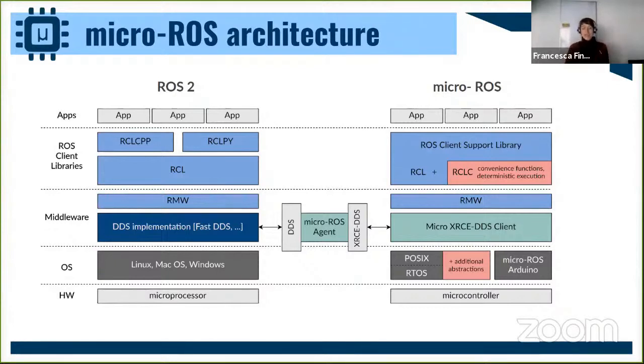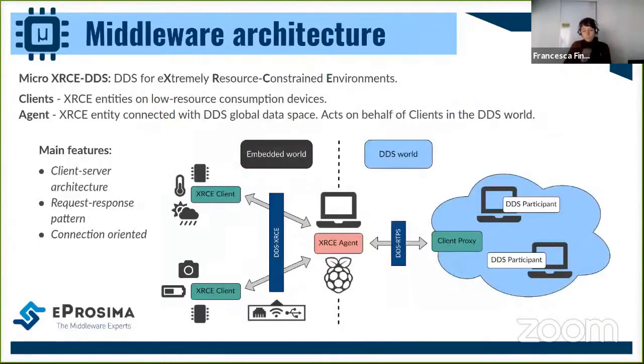As in ROS 2, the RCL lies on top of the RMW, which in this case uses as the underlying middleware the implementation of a wire protocol specifically tailored for resource-constrained environments, called Micro XRCE-DDS. In turn, this middleware implementation runs on top of a real-time operating system. That is basically an operating system designed to address the needs of time-critical applications and low-resource devices. So let's see this layer by layer.